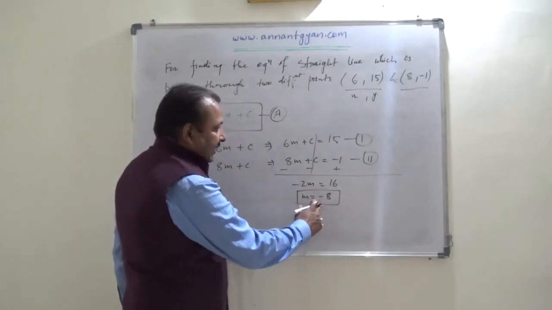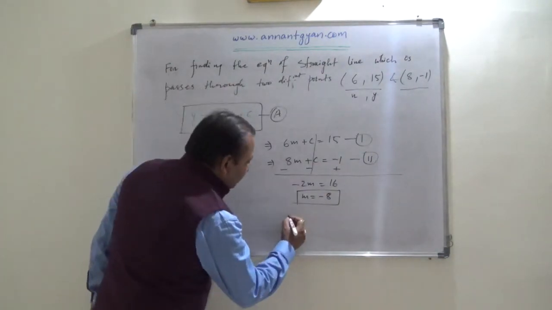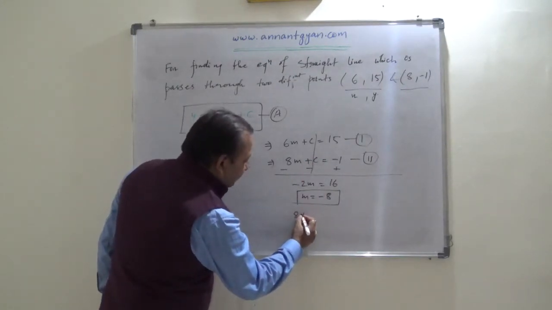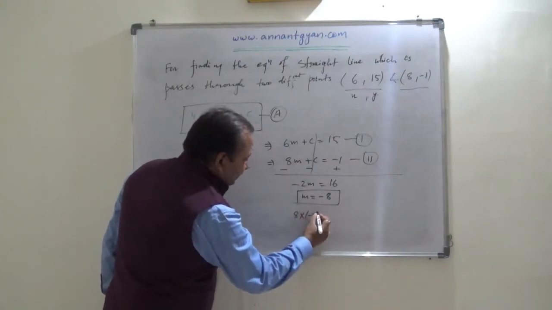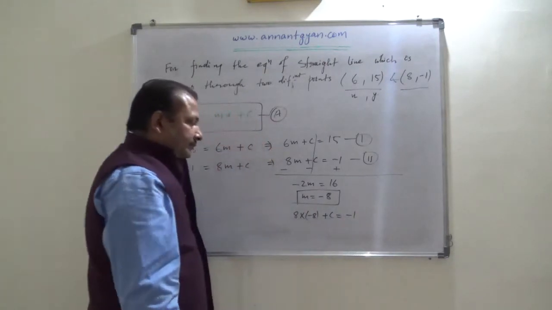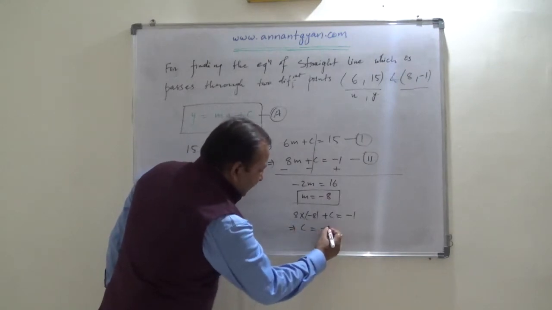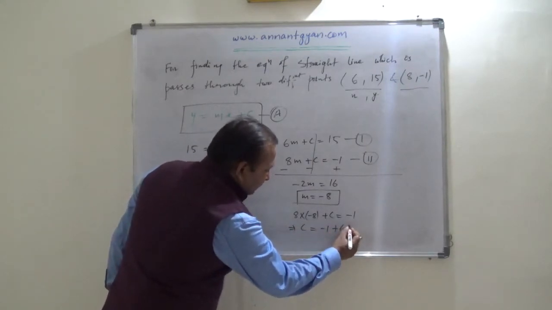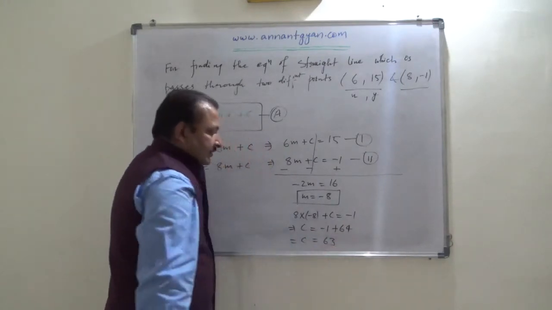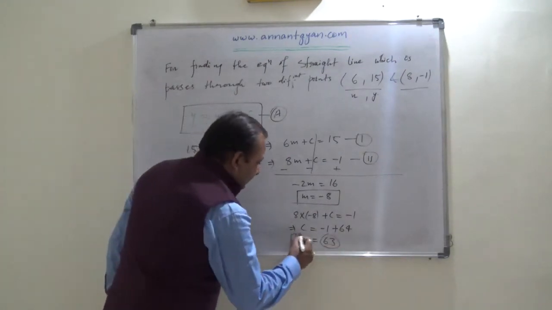Putting the value of this m in any one equation, we shall get the value of c. So we put the value of m in the second equation. So 8 into m, that is minus 8. So we write minus 8 plus c equal to minus 1. So c is equal to minus 1 plus 64. So c is equal to 63. So now we are getting the value of c, that is 63.